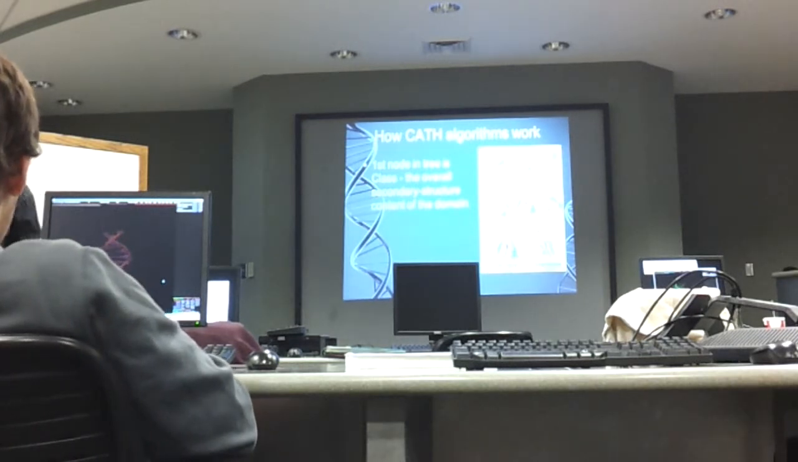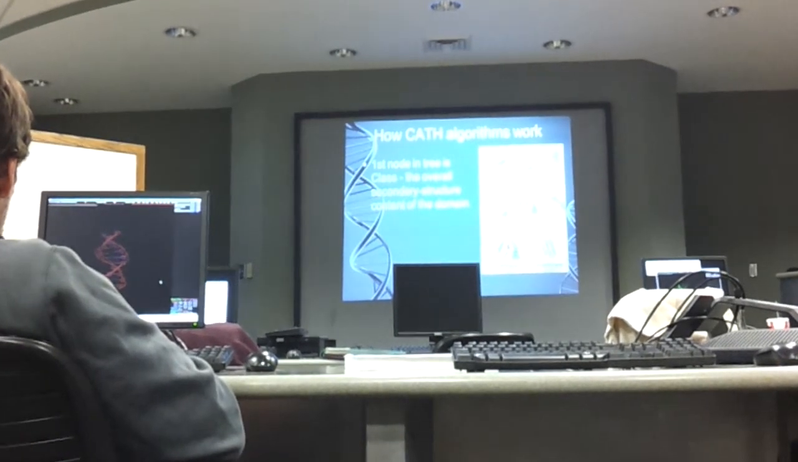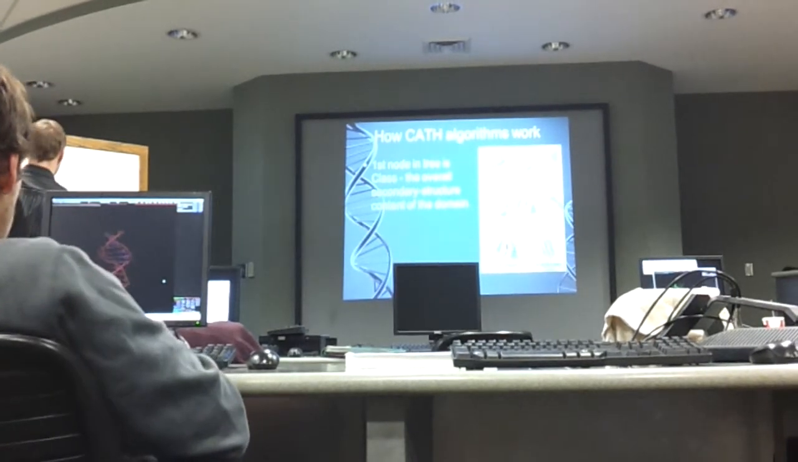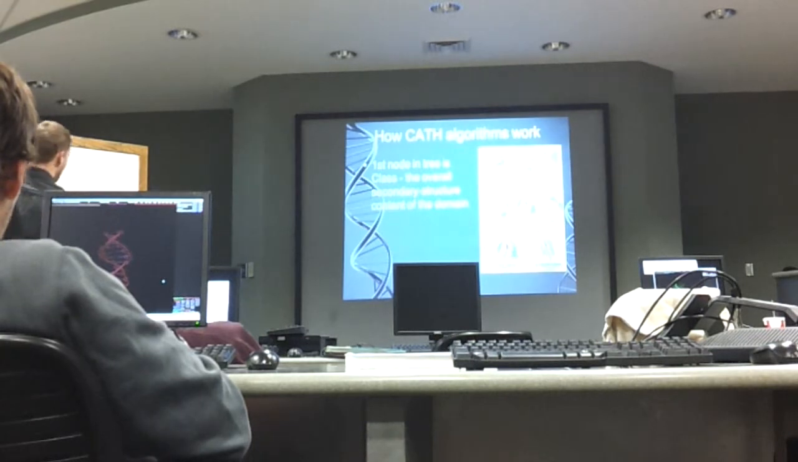The first node in a tree, it's going to branch out as a tree, is called class. And there's actually 4 routes you can start out in. And as Dr. Freeman was talking about on Tuesday, there's alpha helixes, there's beta strands or beta sheets. Or if it has a series of folds, it can fall into that. Or if it has motifs, it's going to fall into that category.